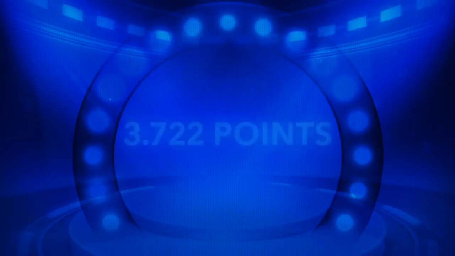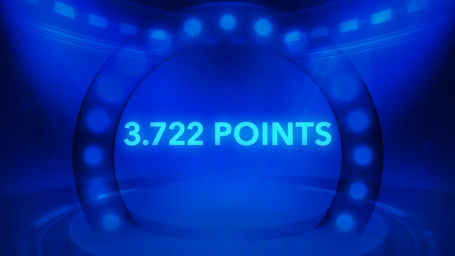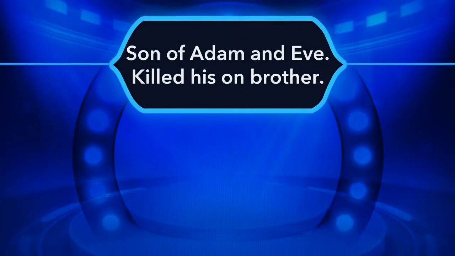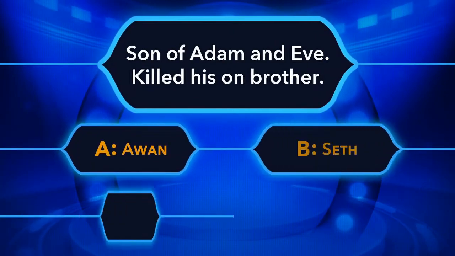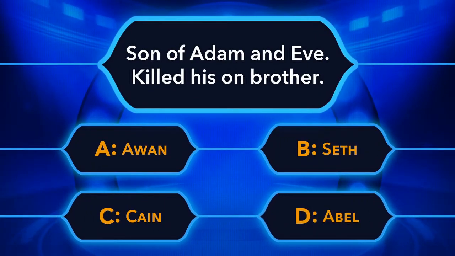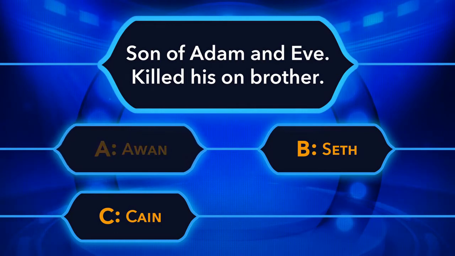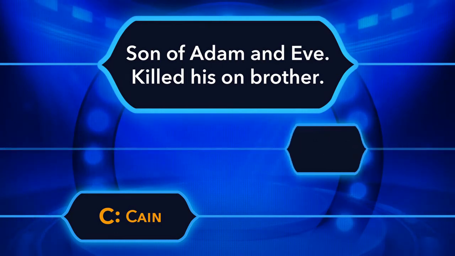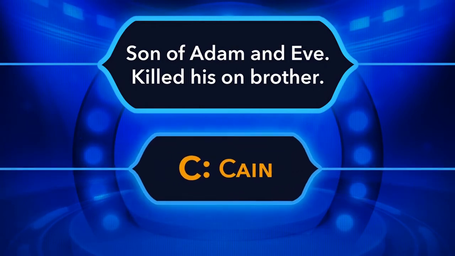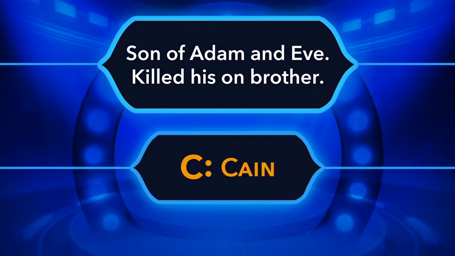The next question for 3,722 points. This person was the son of Adam and Eve. He killed his own brother. Was it A. Awan, B. Seth, C. Cain, or D. Abel? The answer is C. Cain was the son of Adam and Eve who killed his brother.